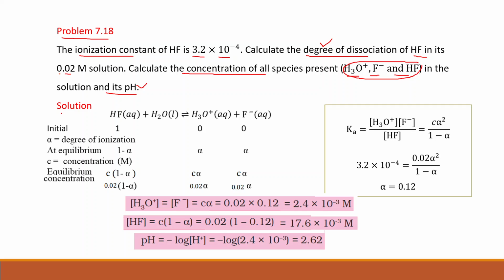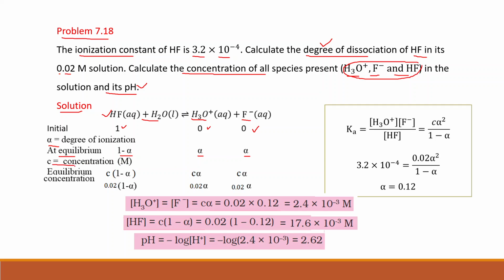Let us see how we can calculate. This is the equation representing the ionization of HF. HF plus H2O converting into H3O plus and F minus. If initial HF is 1, then H3O plus will be 0, F minus will be 0 when no ionization is taking place. If alpha is the degree of ionization, then at equilibrium HF remains 1 minus alpha, H3O plus becomes alpha, F minus becomes alpha.